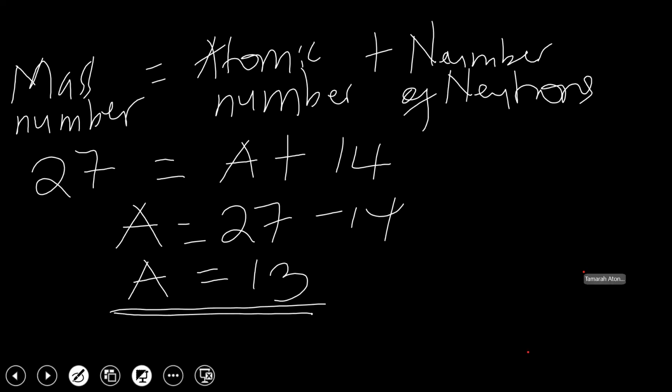And atomic number is the number of protons. Then also we say that the number of protons is equal to the number of electrons. So this atom has 13 electrons. When you try to draw its electronic structure, you draw a nucleus, and it has 13 electrons.